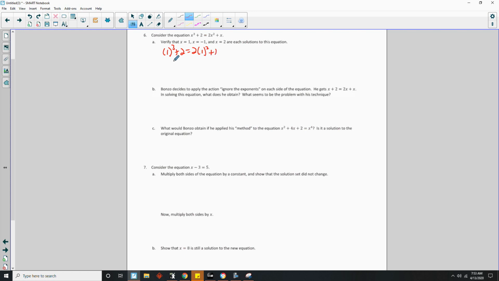Okay, the x is a 1 as well. So 1 cubed is 1 plus 2 equals 2 times 1 squared is 1. 2 times 1 is 2 plus 1. Well, that's 3 equals 3, and that checks.